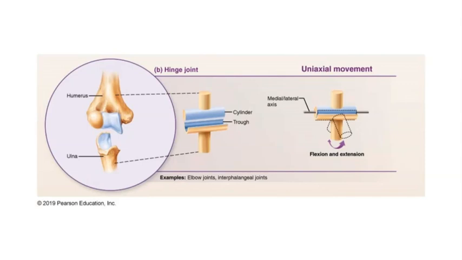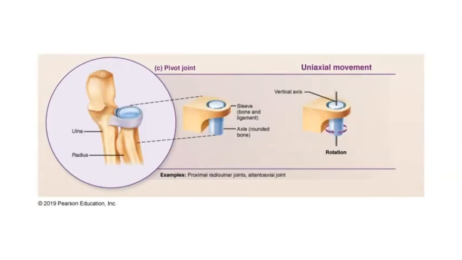So the elbow joint between the humerus and the ulna is a really excellent example of a hinge joint, as are the knee joints, so that is the joint between the femur and the tibia, as well as the joints between the phalanges, which are called the interphalangeal joints. So these are all capable of uniaxial hinge-like motion.